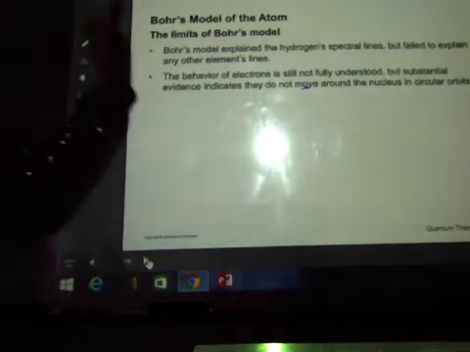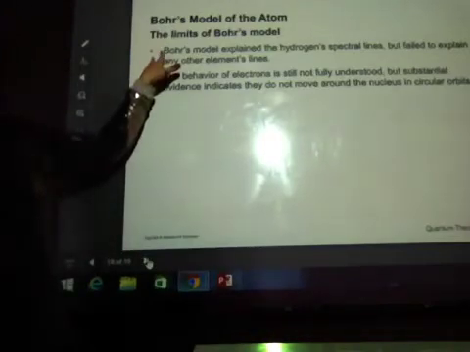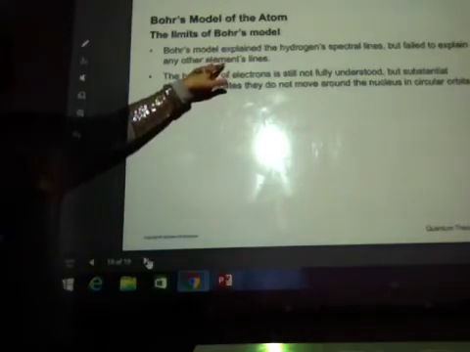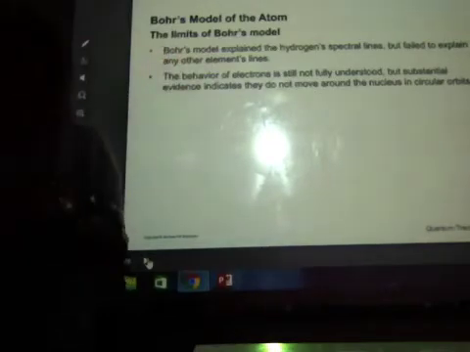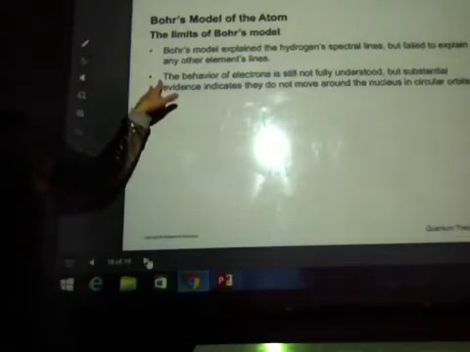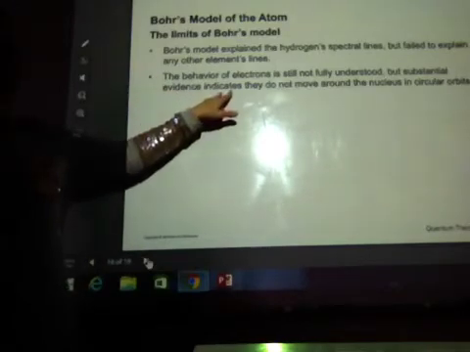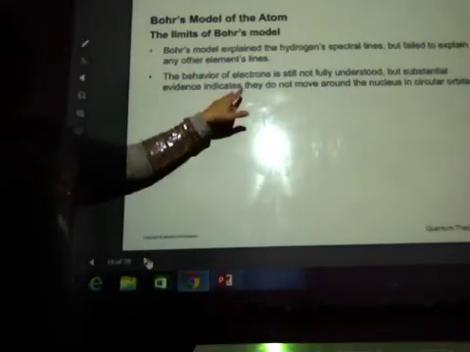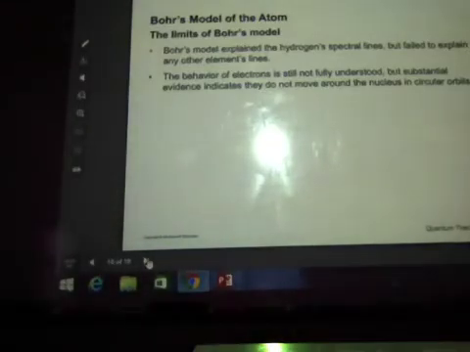So, limits. Bohr's model is still fantastic. We still use it. However, there were limits to his model. It did explain the spectral lines, but it didn't explain any other elements. Basically, this is saying the only thing that Bohr looked at was hydrogen. He didn't look at any other elements. The behavior of electrons was still not fully understood, but it did indicate that they don't move around the nucleus in orbits. So after further research, he doesn't think that they stay in those orbits. They can move from one place to another.